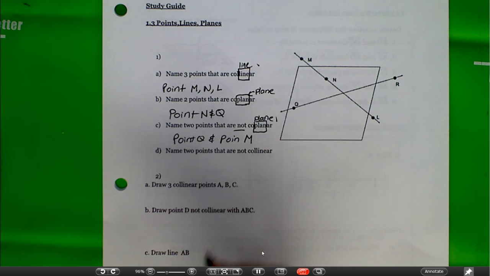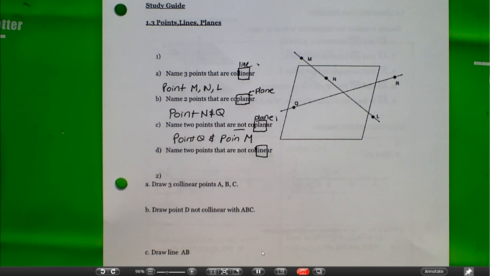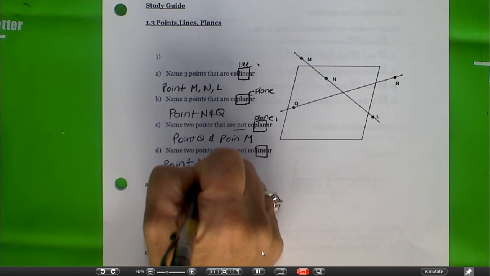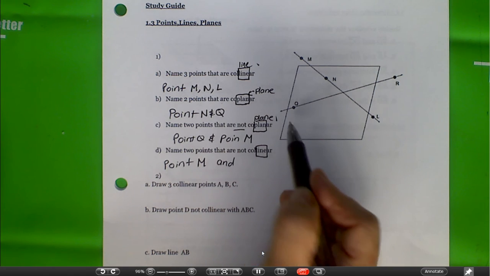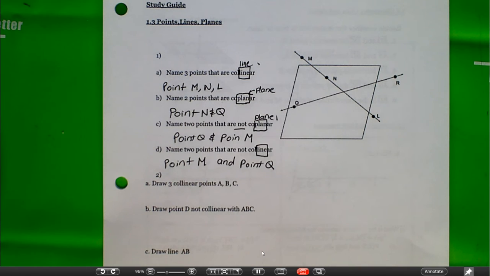Name 2 points that are not collinear. That means they're not on the same line. I'd say there's a lot of them, but I'd say point M and point Q. They are on different lines. Okay? So there are several.